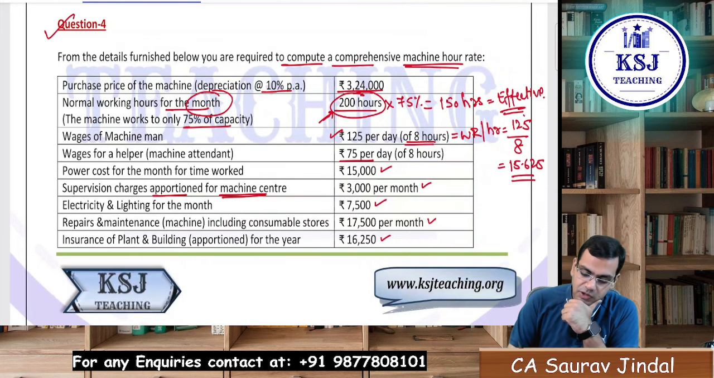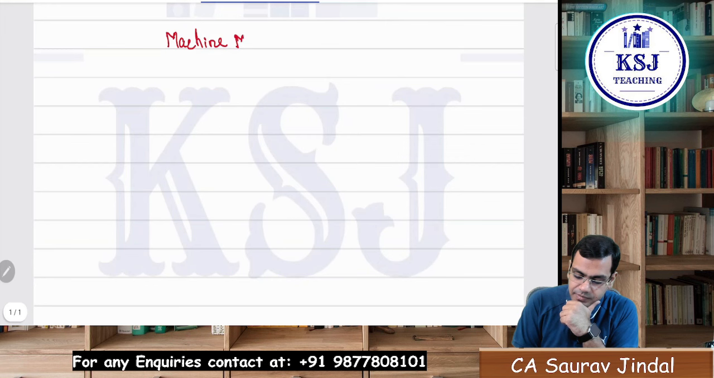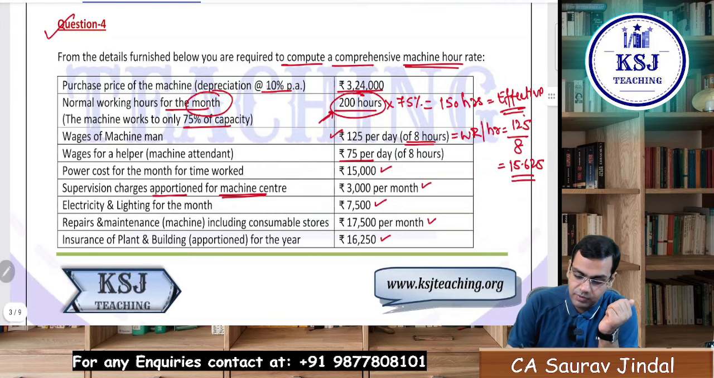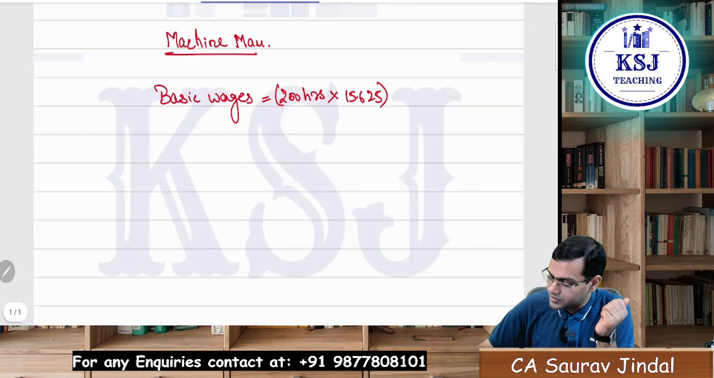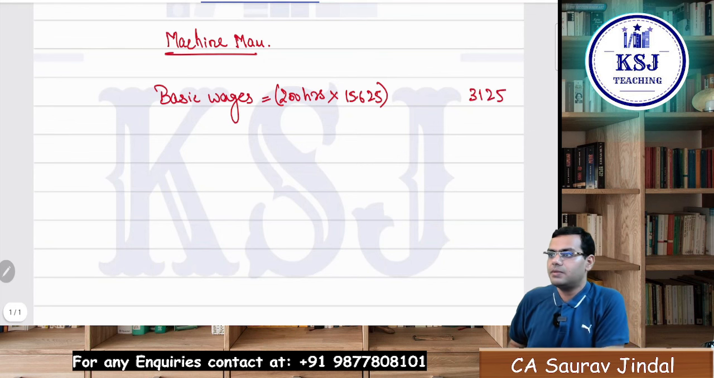So what will you pay, sir? Let's talk about the machine man. What are you planning to pay to the machine man? You will pay the basic wages. The basic wages will be for 200 hours multiplied by the rate that we have calculated, that is 15.625. So 200 into 15.625 comes to 3125. This is the basic wages that you will be paying to the machine man.